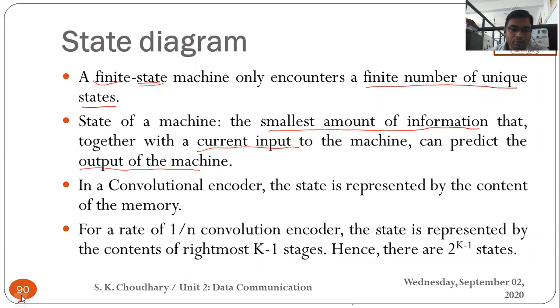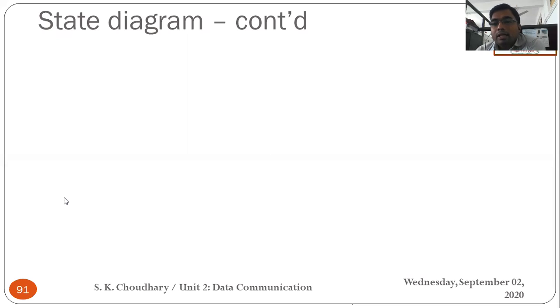Whatever convolutional code we are using has a rate of k upon n. Here we have taken k as 1, so you can also say it is a 1 upon n convolutional encoder. The state is represented by the content of the rightmost K minus 1 stages. Hence, how many states are possible? 2 to the power K minus 1. In our example, as capital K is 3, the number of states is 2 squared, that is 4 states.